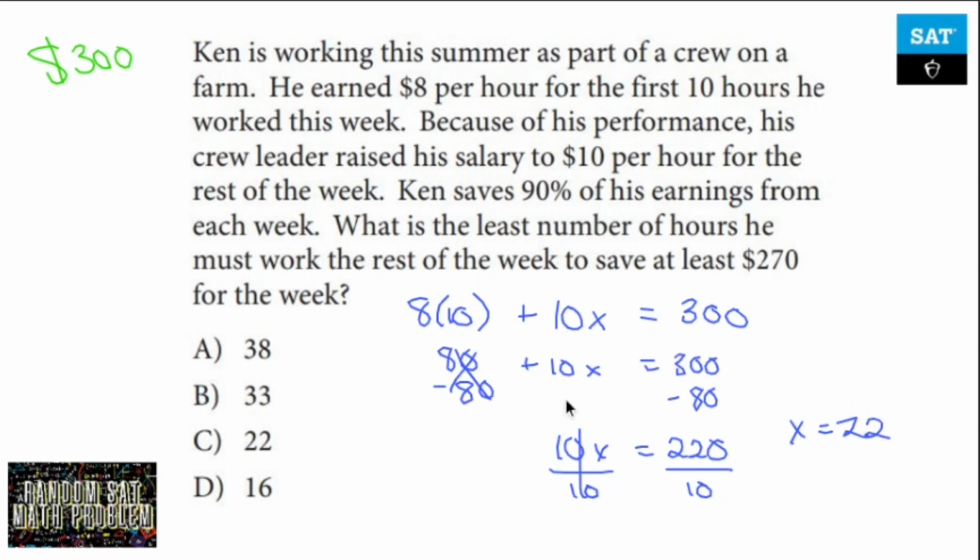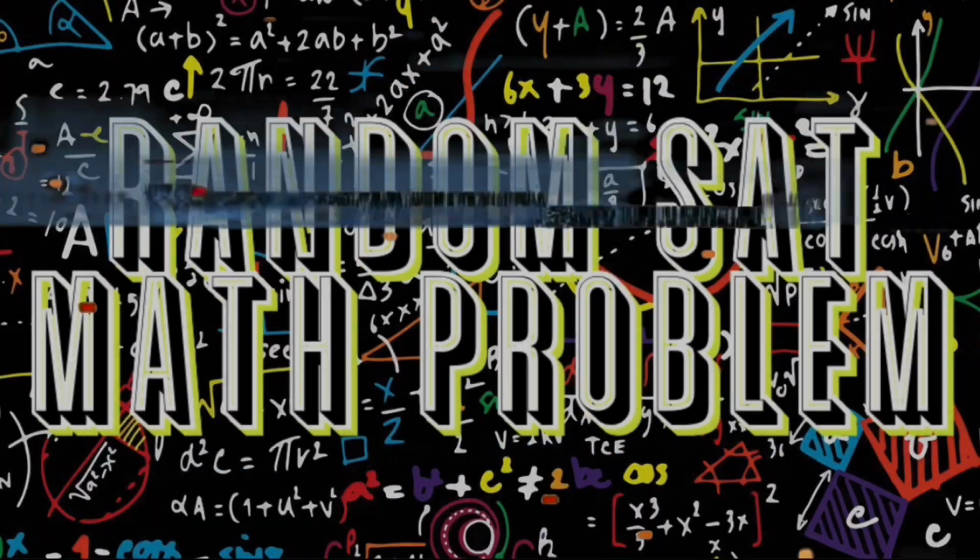So there you have it. If he makes $80 to start out and he works an additional 22 hours, that gives him 220, giving him the 300 he needs, and 90% of 300 is 270. I feel good about that answer. And that answer is C.